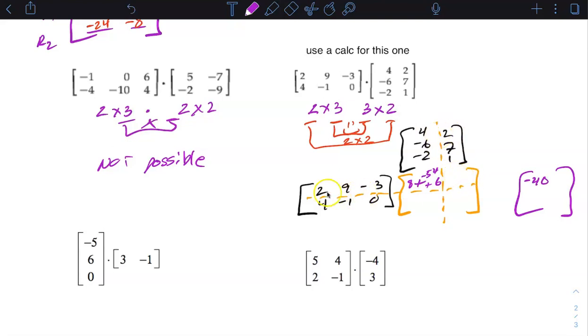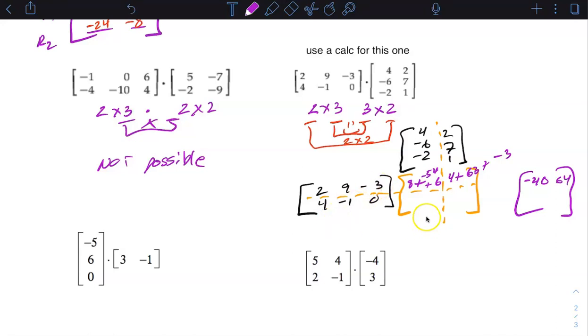So how do you get this one? Well, it's the first row and the second column. So 2 times 2 is 4. Plus 7 times 9 is 63. Plus 1 times negative 3. So 60, 64.